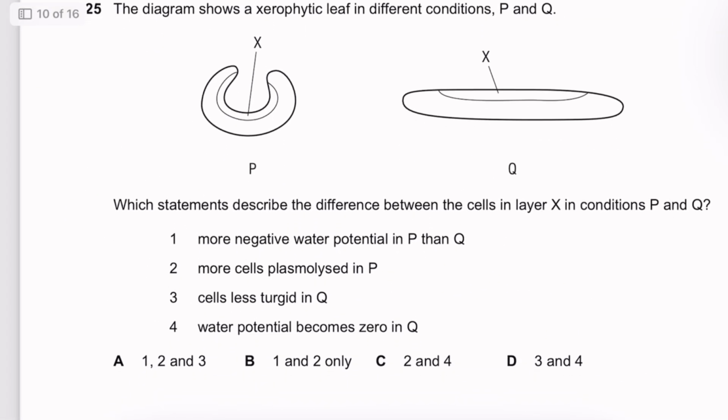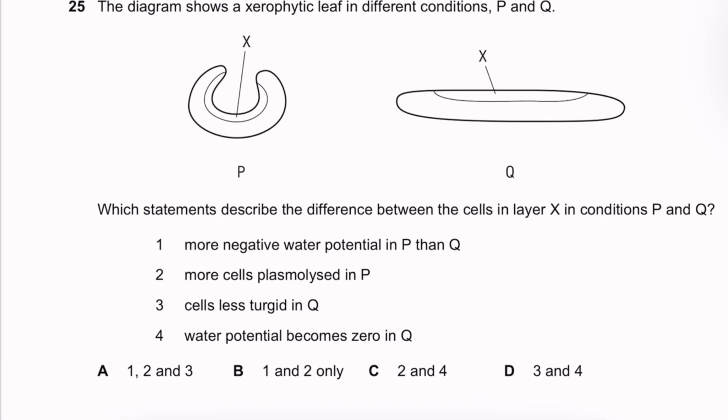The diagram shows a xerophytic leaf in different conditions P and Q. So you have X and X. Which statements describe the difference between the cells in layer X in conditions P and Q? Okay. So you could see how P is, so let's see.